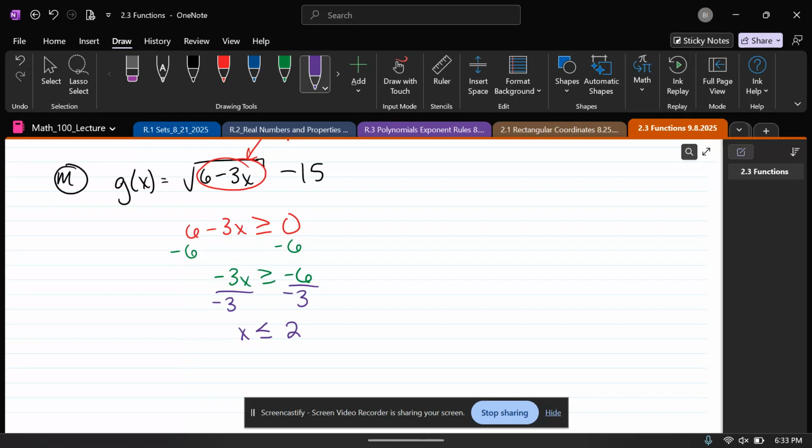A negative. So that swapped me over to the other end. So I flipped around. That's why I flipped that symbol around. If I divide a negative by a negative, it flips me over to the positive side. That's why you flip that symbol.